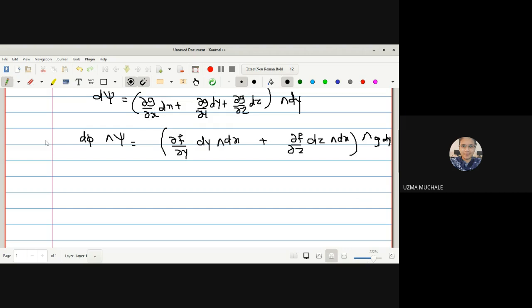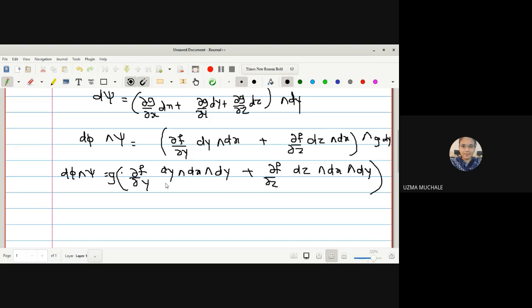Okay, so it is d phi wedge psi is equal to... now what we have, your g is as it is, so we can take it outside and then we can write the next equations. If I take g outside, what remains inside is dou f by dou y dy wedge product with dx wedge product with dy, plus the next term, dou f by dou z dz wedge product with dx wedge product with dy.